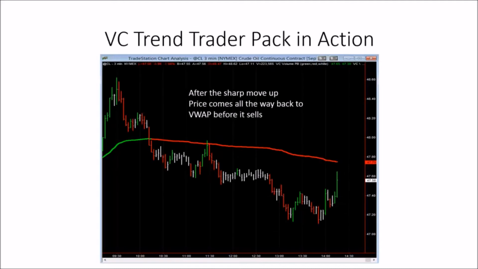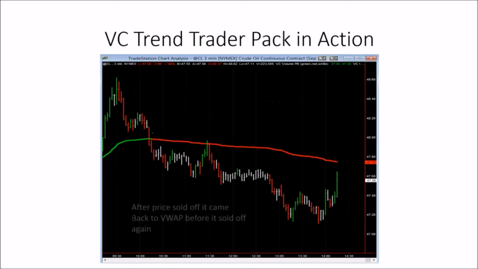Here we can see VWAP. After a sharp move up in the market, price comes all the way back to VWAP before it sells off, right here. Then you can see it will return to VWAP before it sells off again.